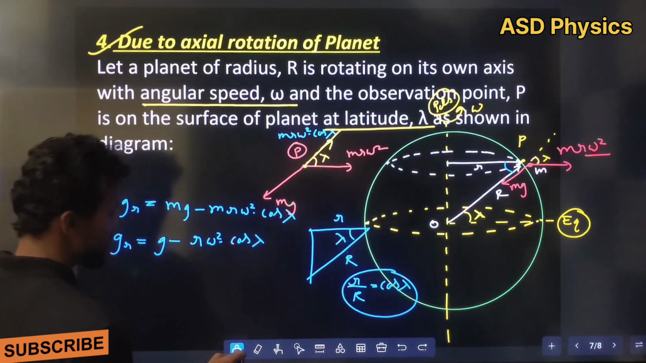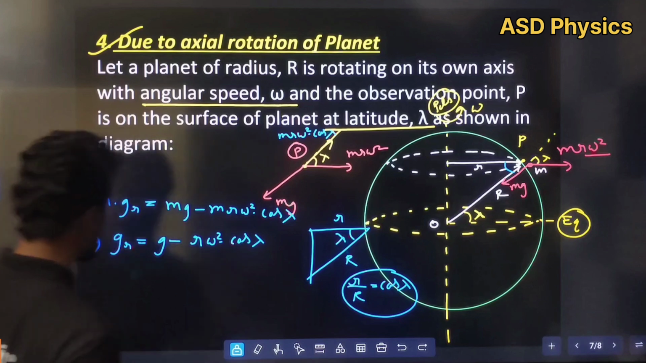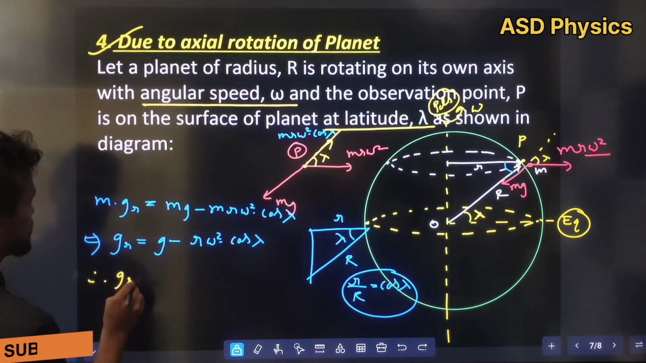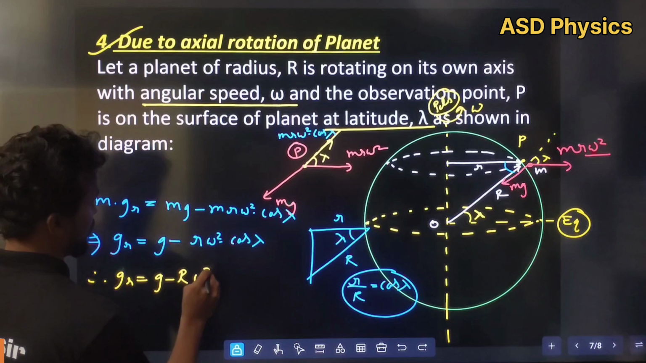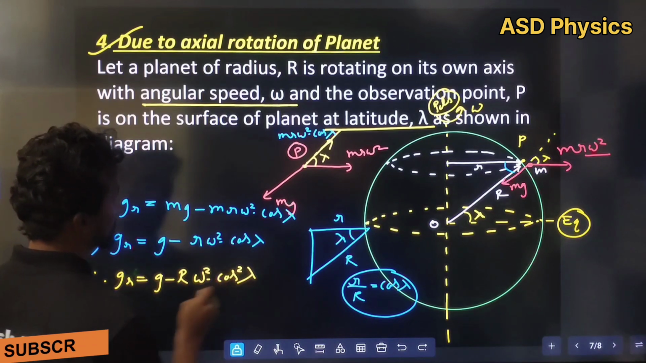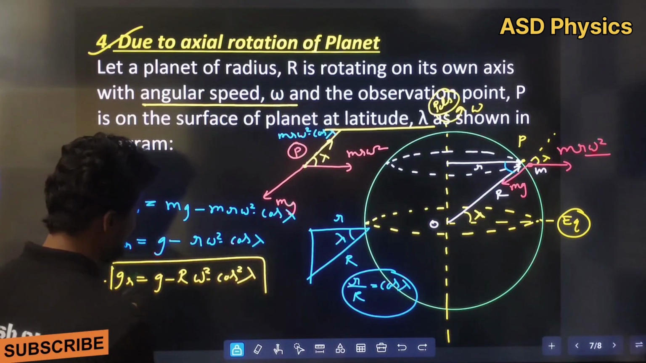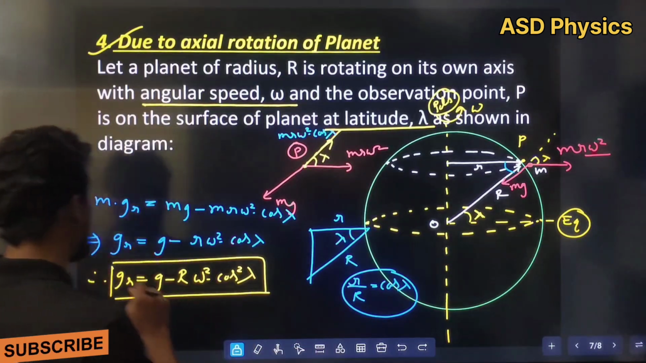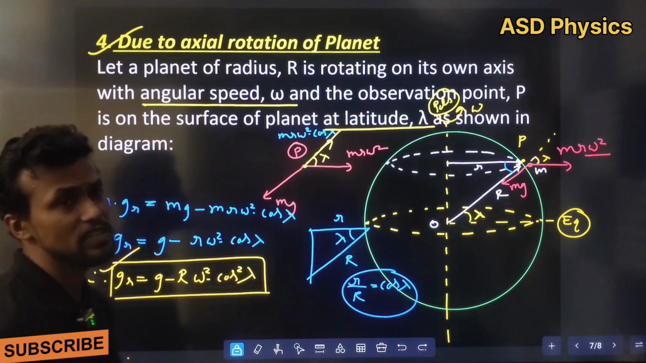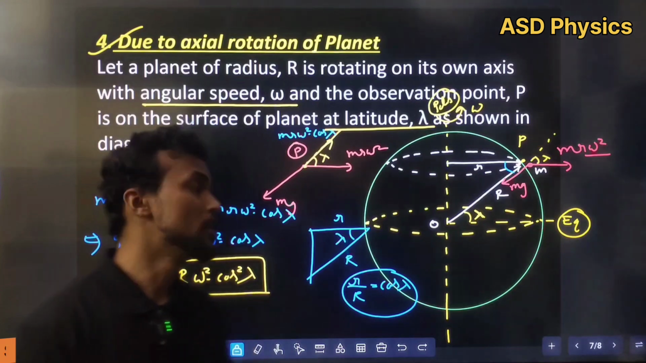Now, this value let me put here. If I put the value here, then what will happen? See please, g_r equals g minus r omega square cos square lambda. Here, the small r value I have put how much? This one, capital R cos lambda. So this is the general formula of the acceleration due to gravity due to the rotation.